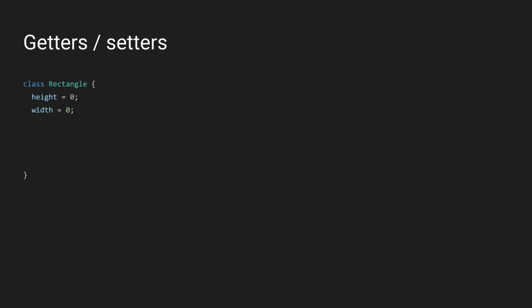Similarly, we can add getters. Setters will follow the same rules. We are changing the getArea method from the previous example into a getter. We need to add the get keyword. TypeScript will infer the return type as the getter's type. When accessing it from the instance of the rectangle class, we will receive a number.